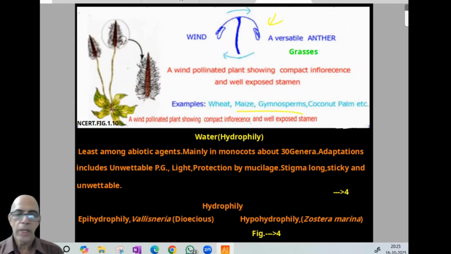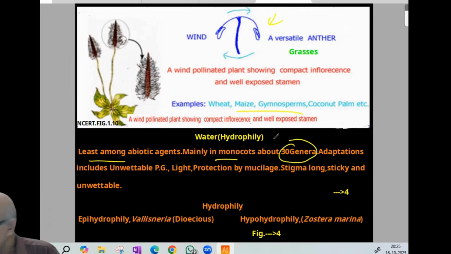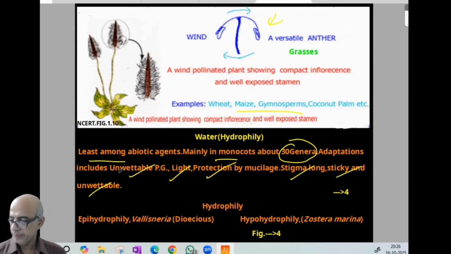Now comes water pollination, hydrophily. It is the least common among abiotic agents, mainly in monocots. Adaptations include, since it is connected with water, unwettable pollen grains, which should be dry and light, with protection by mucilage, and the stigma will be long, sticky, and again unwettable. Hydrophily has two types. One is epihydrophily, on the surface of water, for example Vallisneria, a dioecious plant. The other is hypohydrophily, where pollination takes place inside the water, as in the marine angiosperm Zostera marina. Now we can proceed to the next one.